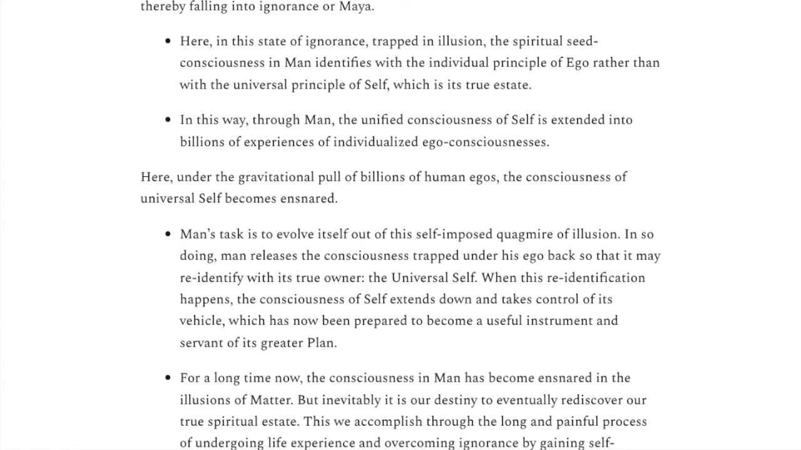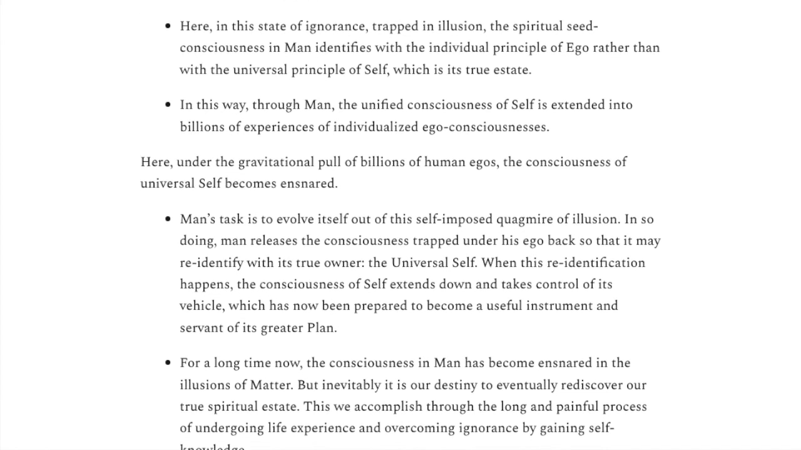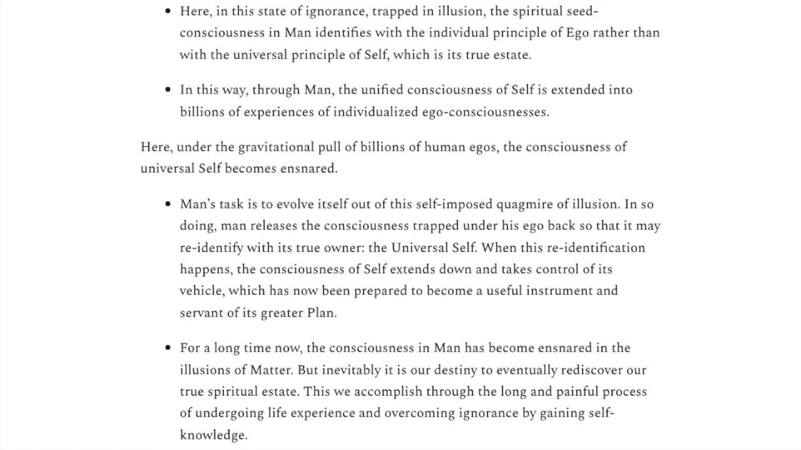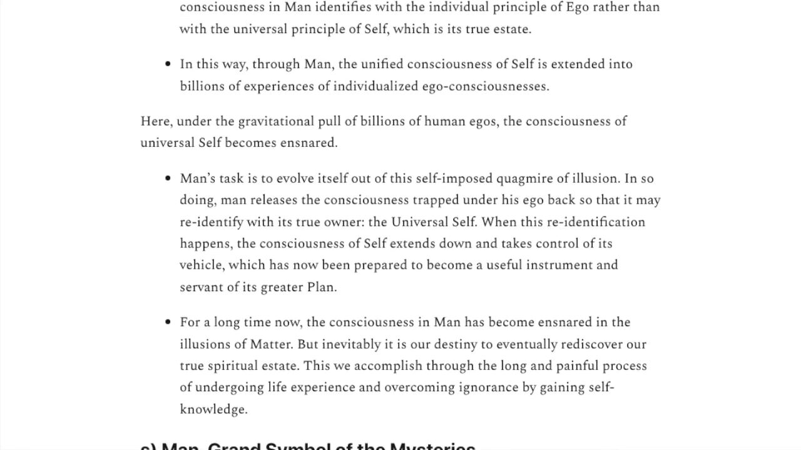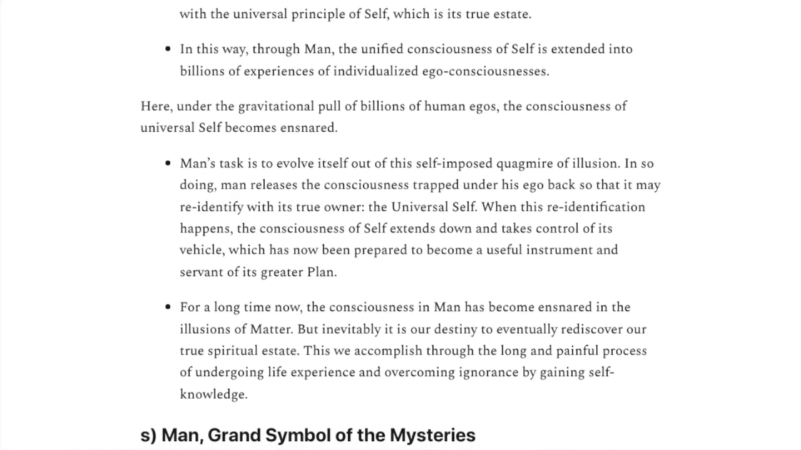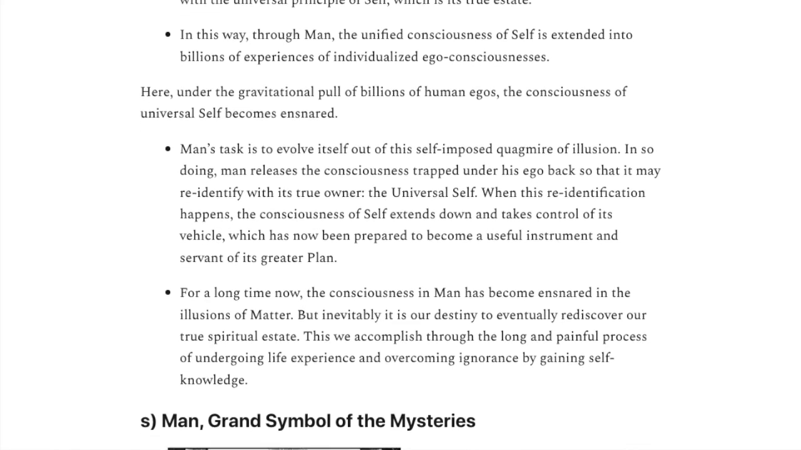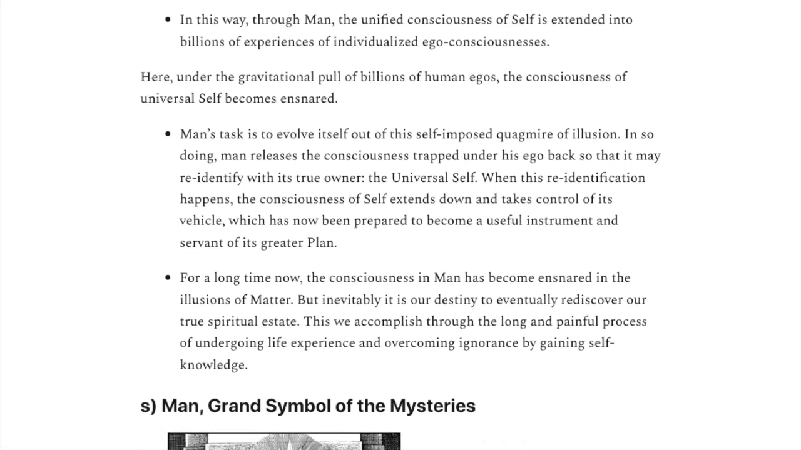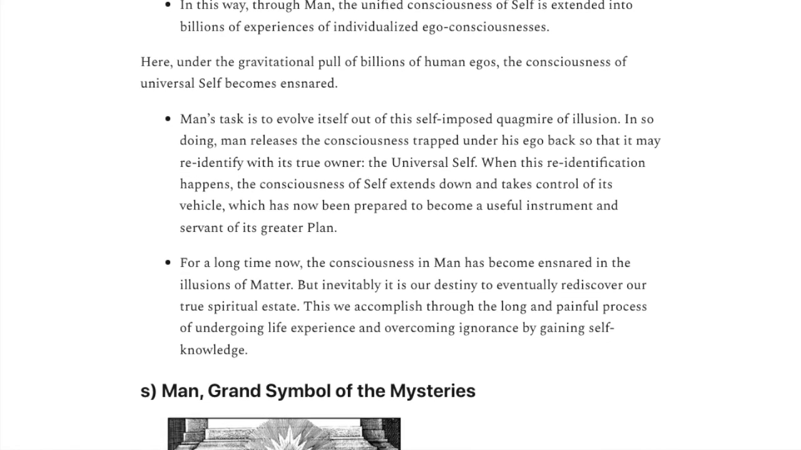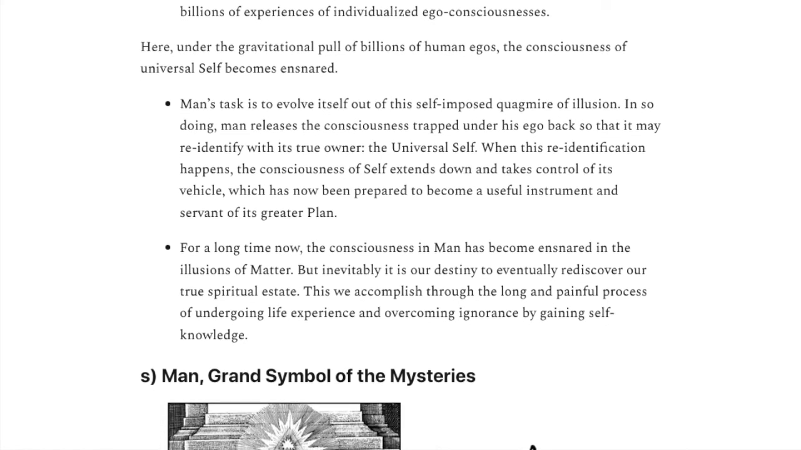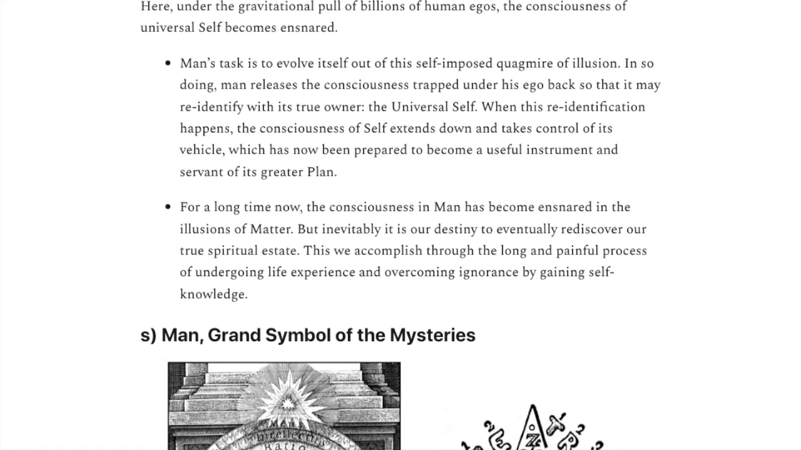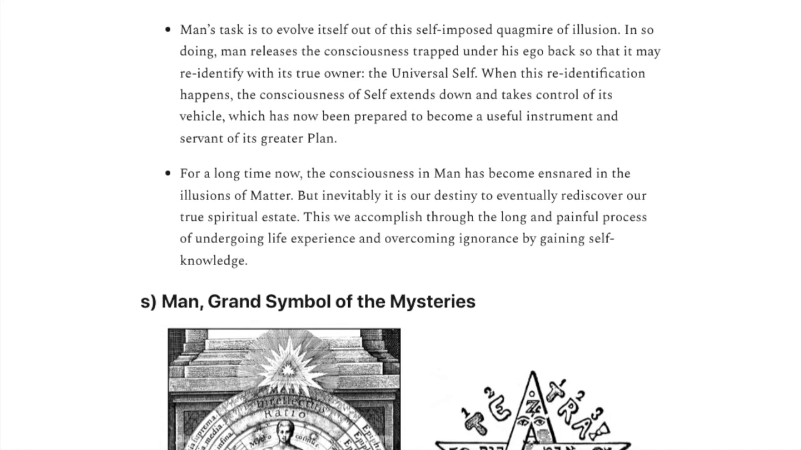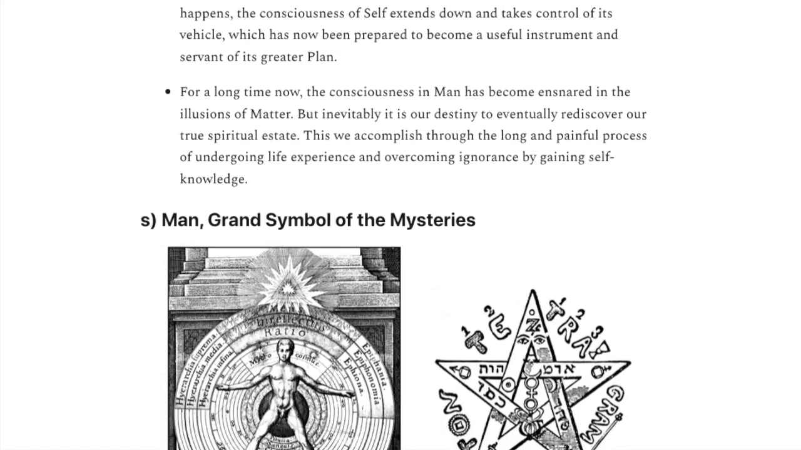For a long time now, the consciousness in man has become ensnared in the illusions of matter. But inevitably, it is our destiny to eventually rediscover our true spiritual estate. This we accomplish through the long and painful process of undergoing life experience and overcoming ignorance by gaining self-knowledge. And that is the end of section R, Horus, the child of Isis and Osiris.